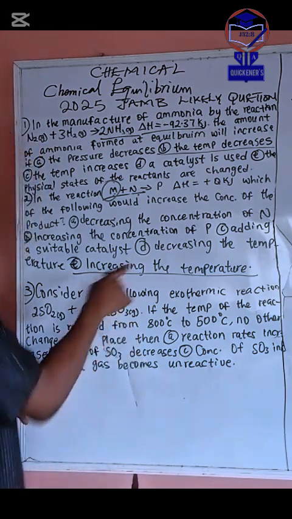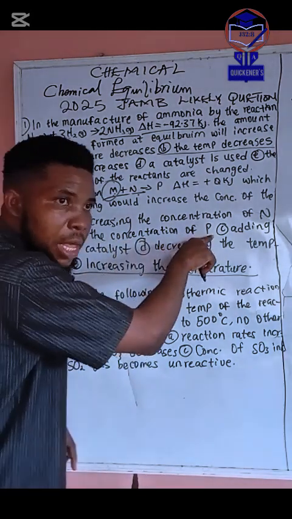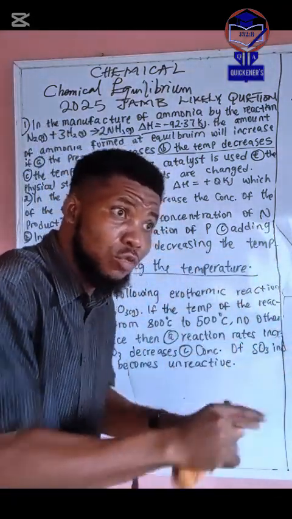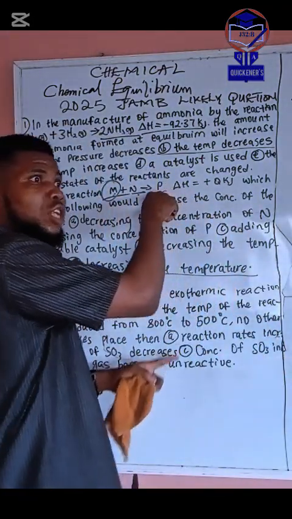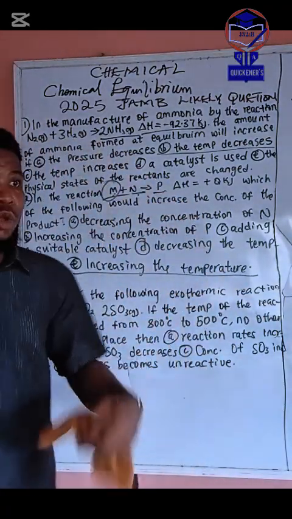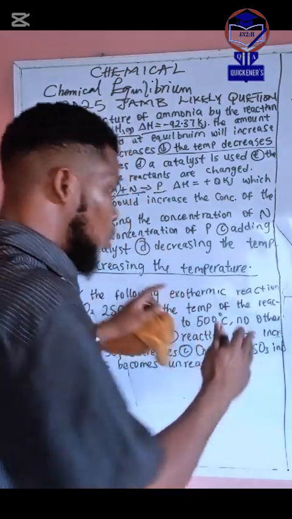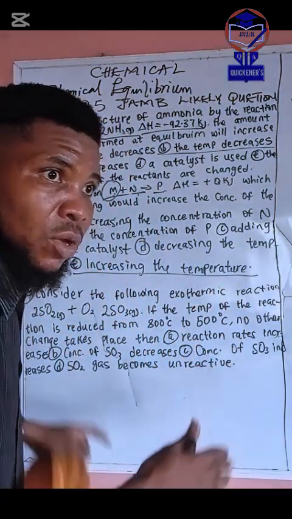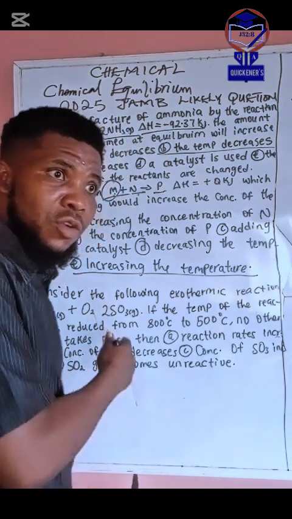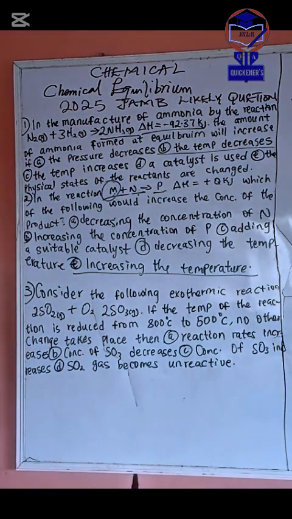So that is why, when you look at increasing the concentration of P, in order to favor the forward reaction you have to reduce its concentration. So if I increase the concentration of P, what will happen? The equilibrium position will shift backward, to the left-hand side, to favor the reactants. Is that okay? Alright, so now let's go to the last question.